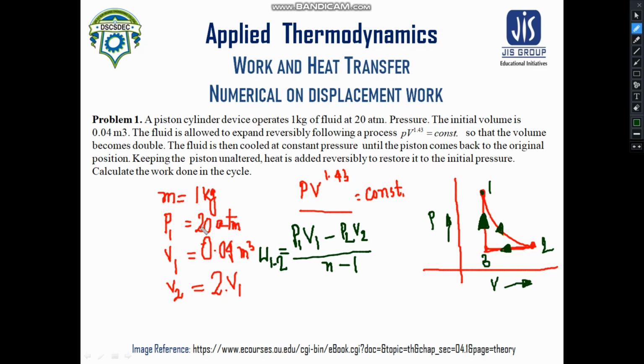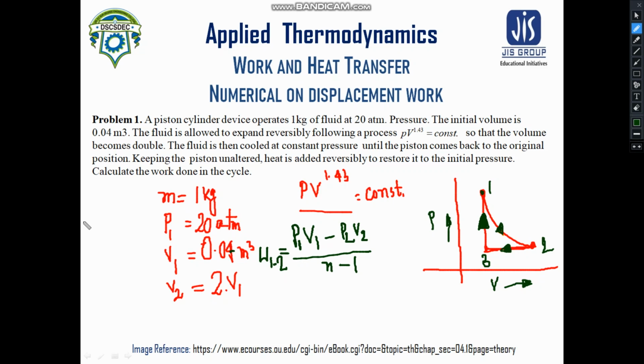Now you know the pressure is given as 20 atm. What you need to do is convert this atm into bar or kilopascal, whatever you wish. If you convert this, you can easily calculate it. And you know the volume at state 1 is given as 0.04.